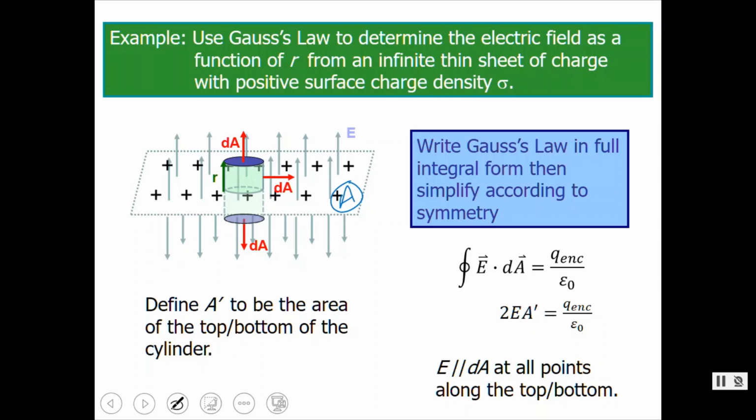And because both the E and dA are parallel and they'll both be positive fluxes, I can add them. So I get 2EA prime for the top and bottom. And then the sides were 0 to begin with.